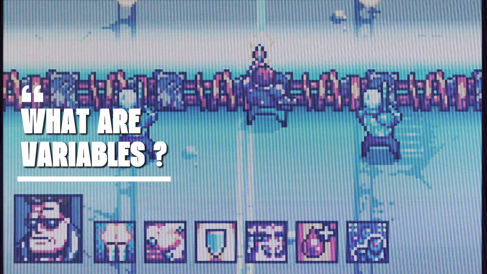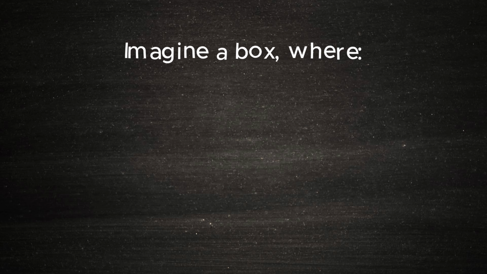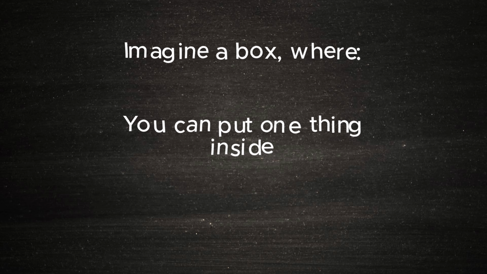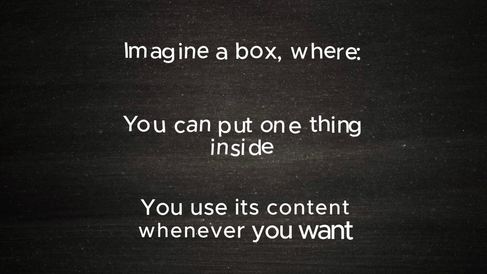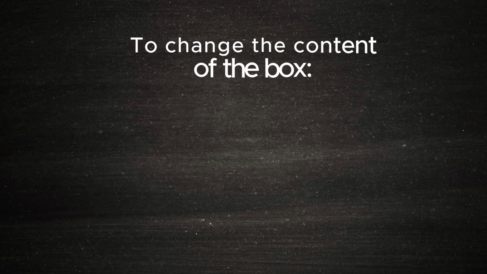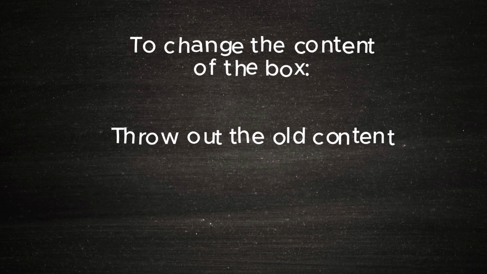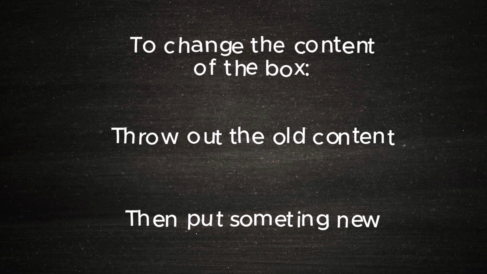What are variables? Variables are a way to store information inside the game, so you can reuse it whenever you need. An easy way to picture it is to imagine a little box. You can put one thing inside this box, then you keep it nearby, and whenever you need what's inside, you just open it and use it. If you want to change what's inside the box, you throw out the old thing and put in something new. But you still keep the same box, only its content has changed.